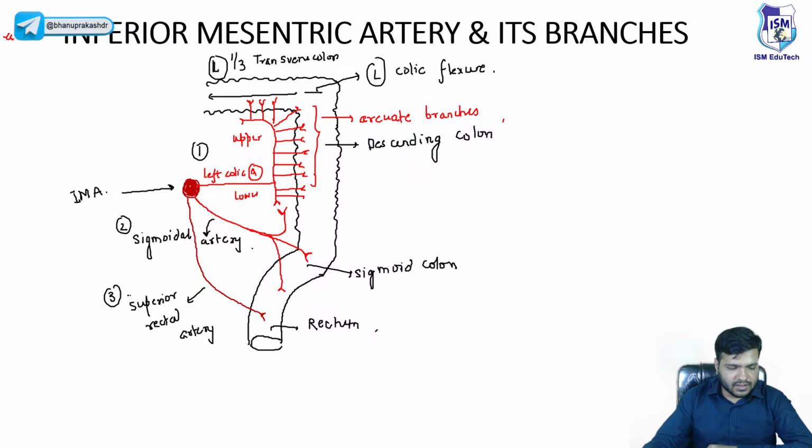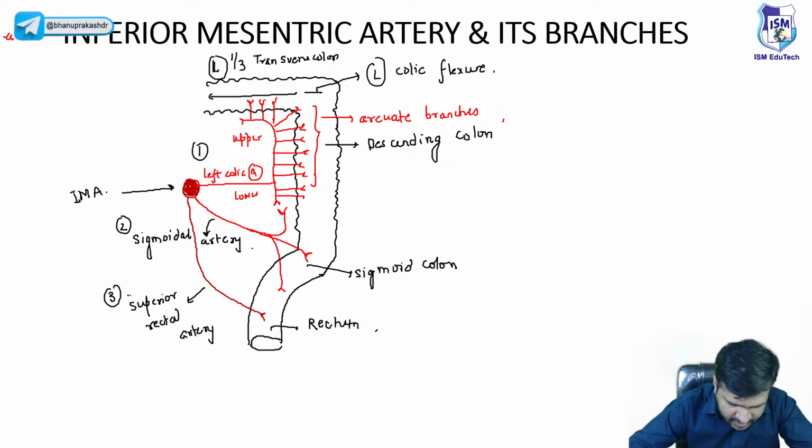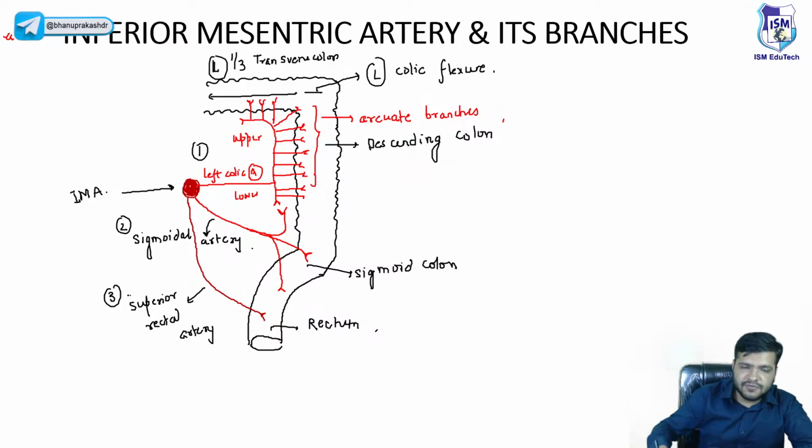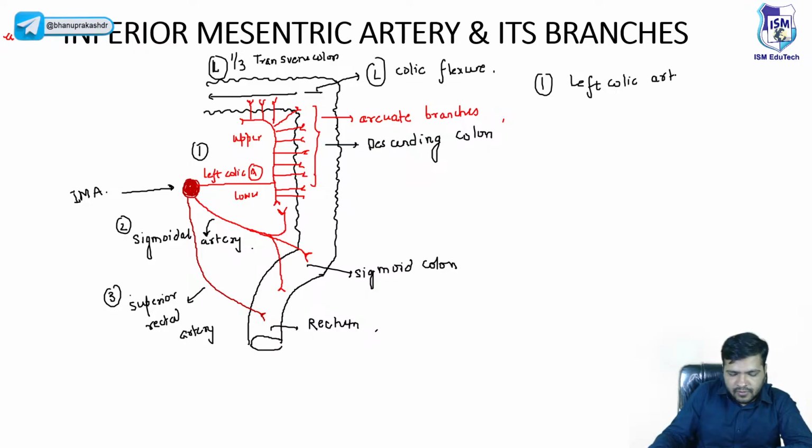I hope this is clear to everyone. So the left colic artery gives upper branches, the ascending branches, and the descending branches. If you want to write it in short, you should know we have the left colic artery.